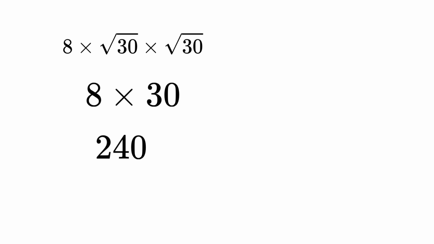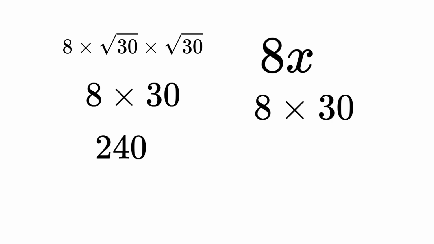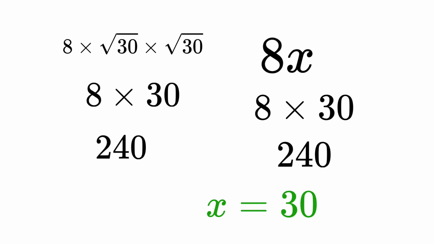Now right side part is 8x. x is equal to 30, so 8 into 30. Answer is 240. So left side part and right side part, both sides are equal. So our x value is 30.